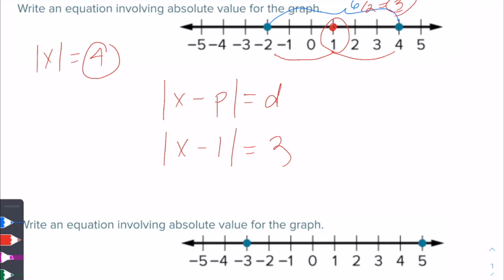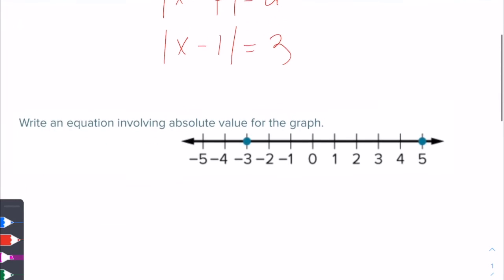That was the distance that both of the points are away from that middle point, that midpoint between the two of them, 1. So that's how we use the number line to create the absolute value equation that we're looking for. Let's go ahead and run that again.